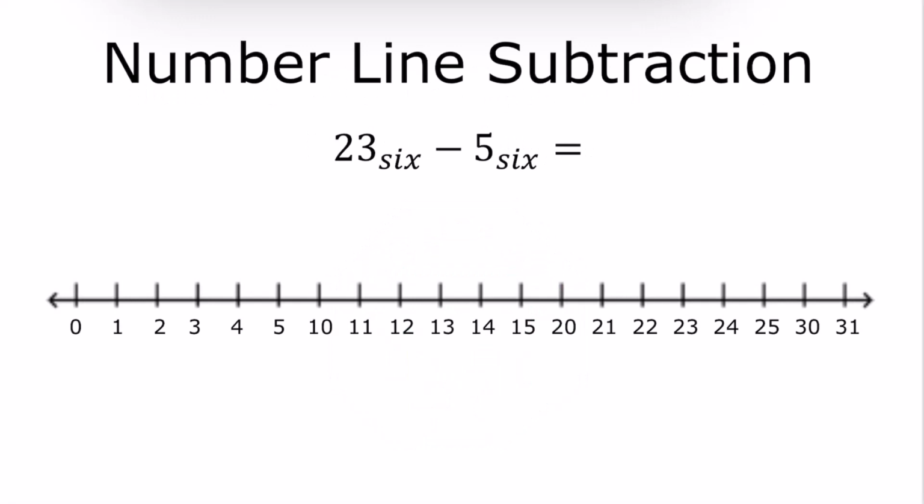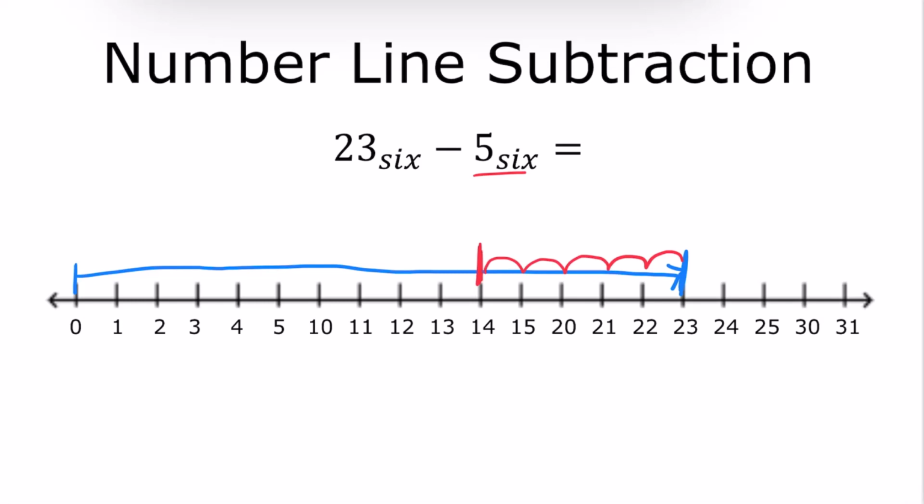So let's start off with number line subtraction. If I had the number 23 in base 6 and I wanted to subtract 5 in base 6, the way that we could model this with a number line is we could first go to the number 23 on the number line, which is right here. If I want to subtract 5 in base 6, I'm basically just going to go back 5 units. So I'm going to go back 1, 2, 3, 4, 5, and that gets me to the number 14 in base 6. So in base 6, 23 minus 5 would equal the number 14.